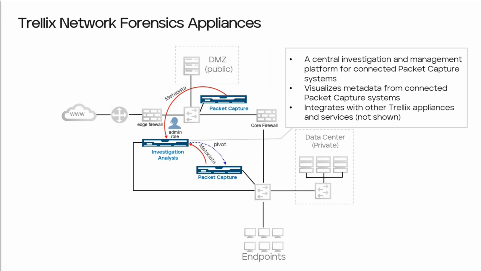This is an overview of two network forensics appliances in the network and connected to a single investigation analysis appliance. The investigation analysis can pull metadata from both packet capture systems. It can also manage these connected systems to apply software updates, Suricata rules, and in general, view the health status of these systems.